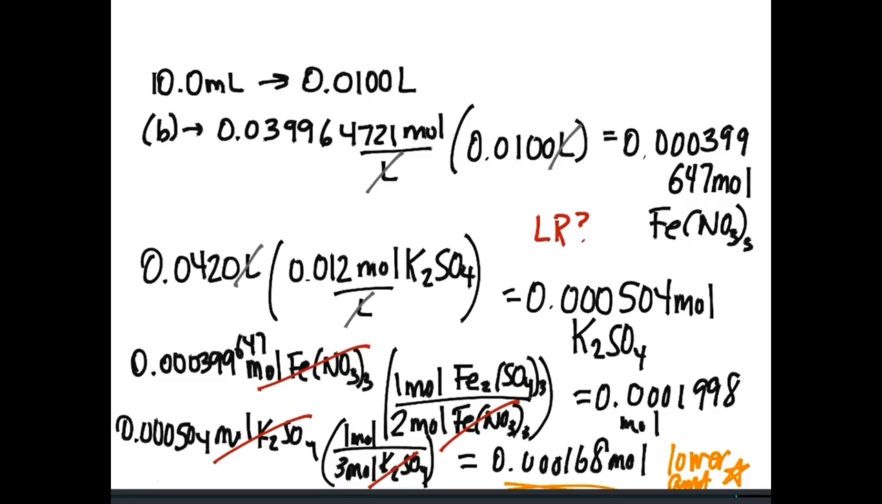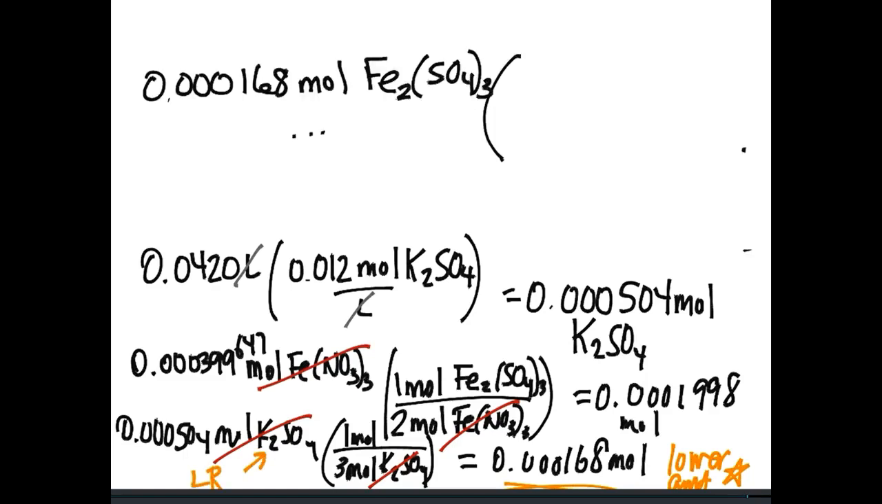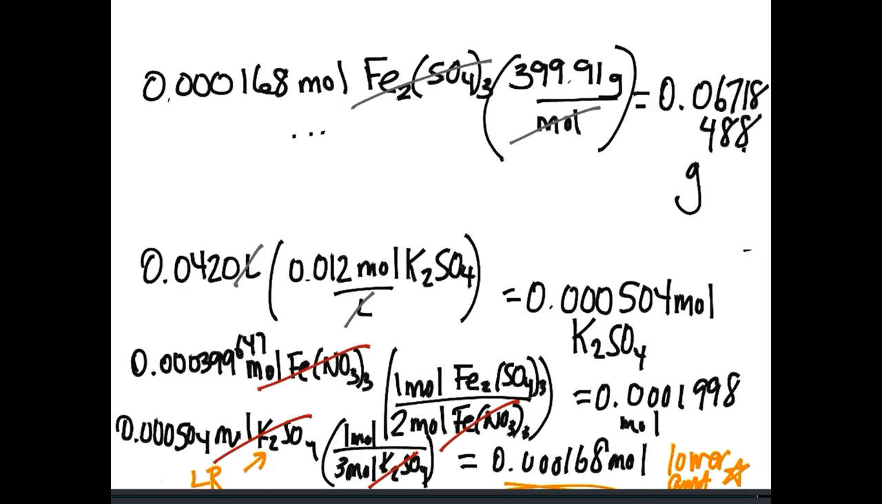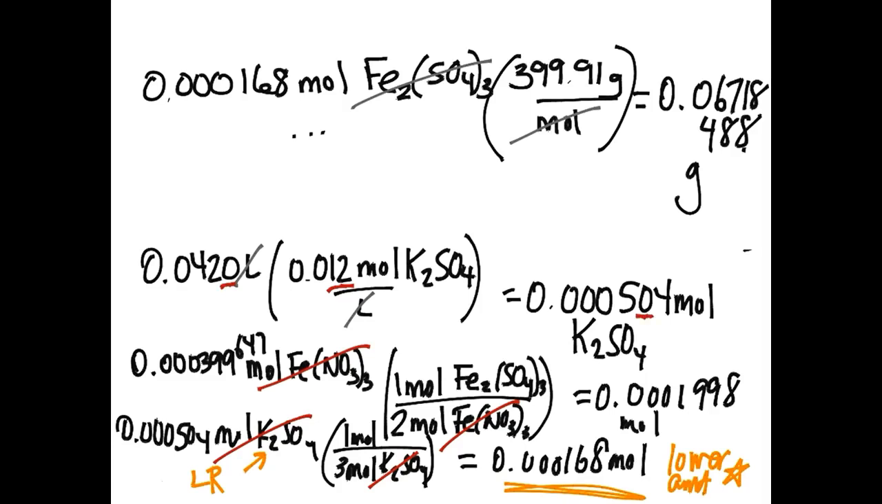So we've got to pick the lower amount, and we're going to convert that into grams because it asks for grams. That means potassium sulfate is the limiting reactant and iron nitrate is the excess reactant. We're going to convert moles into grams here. In this problem, we have 2 atoms of iron, 3 atoms of sulfur, and 12 atoms of oxygen, giving a molecular weight of 399.91 grams per mole. We multiply moles by the molecular weight to get 0.067184888 grams. We're going to round to probably 3 significant figures.